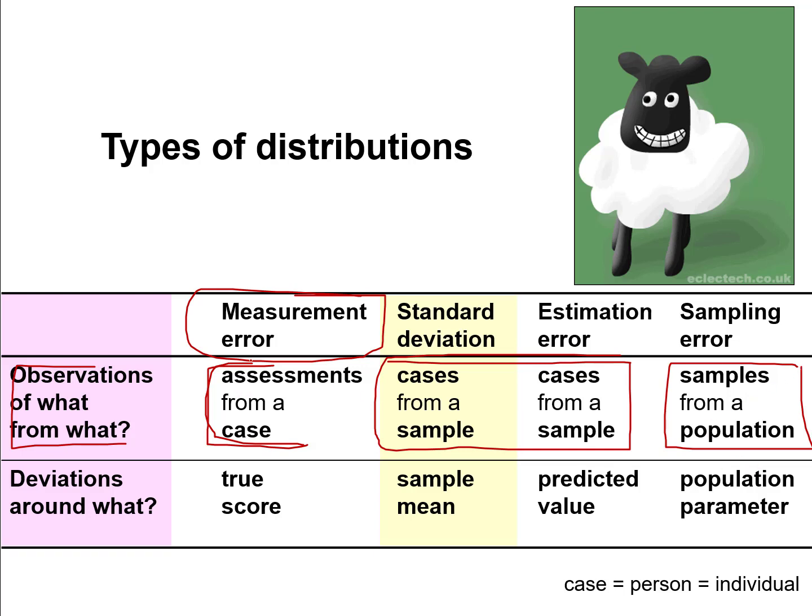So again, the next thing we're going to look at is measurement error, and that's going to be observations of assessments nested within a case. We've already looked at standard deviations and estimation error, which was observations of cases nested within a sample. And then the final thing we'll look at is sampling error, which is observations of samples nested within a population. So let's take a look at measurement error.